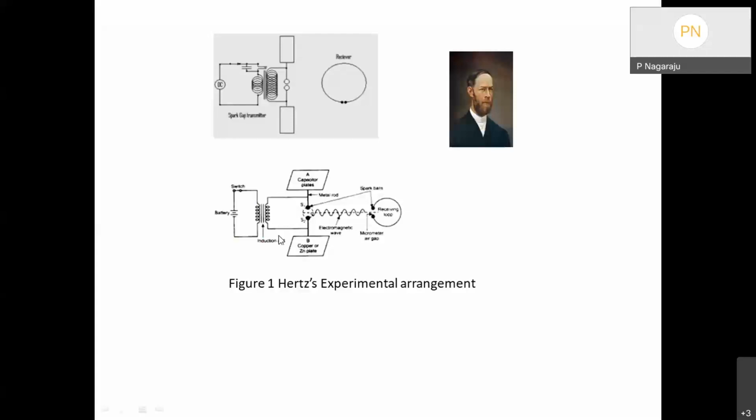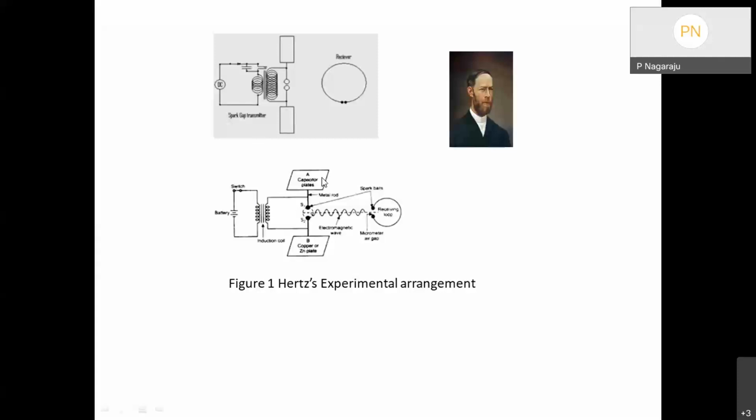You can see here, this is an induction coil, and in an induction coil, you know the number of turns in the primary is less and the number of turns in the secondary is more. The number of turns in the secondary is of the order of thousands, and the number of turns in the primary is about a few turns. And you can see here, the upper one is the plate A, a square plate, and the lower one is another plate B.